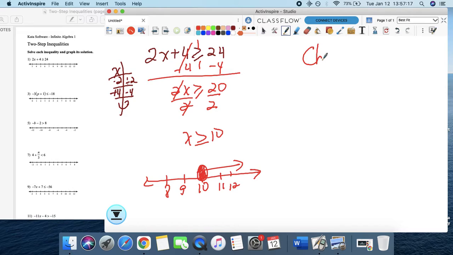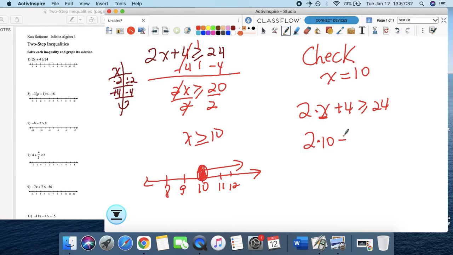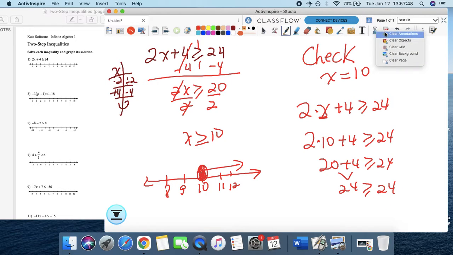So my check, I'm going to pick a value for x, and I'm just going to keep it very simple. x equals 10. Here's my original inequality. I'm going to replace that x that you see with a 10. So I'm going to go 2 times 10 plus 4 greater or equal to 24. And you can see that it does hold true. 24 is not greater than 24, but 24 is equal to 24, so we are good. Okay, it's just that simple.